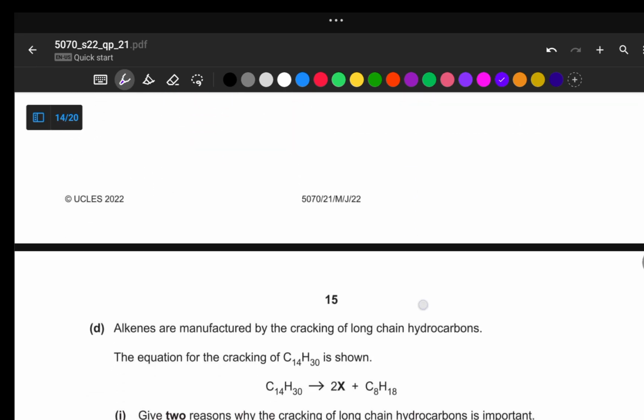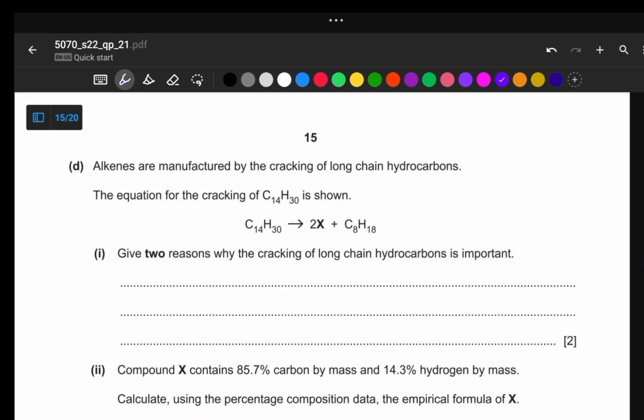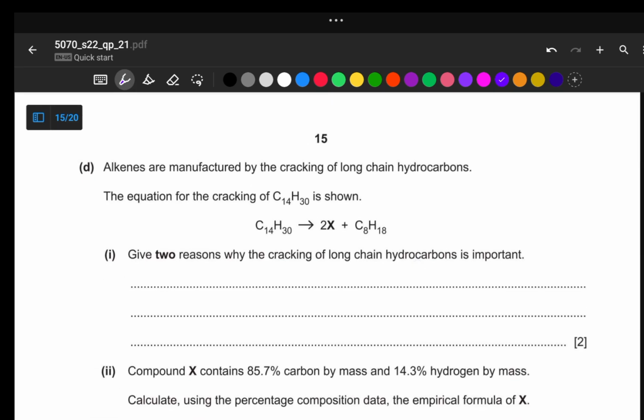And then we now go on to the next equation, which says alkenes are manufactured by the cracking of long chain hydrocarbons. So the equations for cracking, we are breaking large alkanes into low molecular alkene or alkane, right? So we are starting with an alkane. You need to take note of that. We are starting with an alkane being broken down into either an alkane or an alkene or hydrogen gas, right? Are we together?